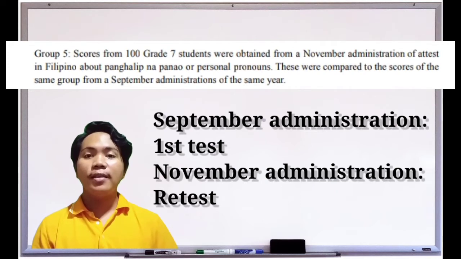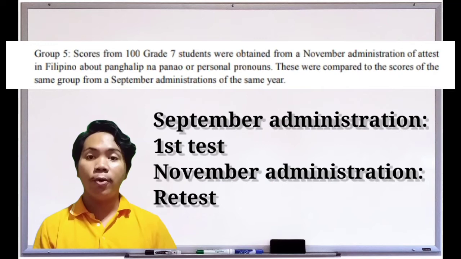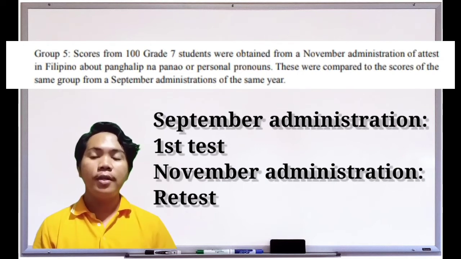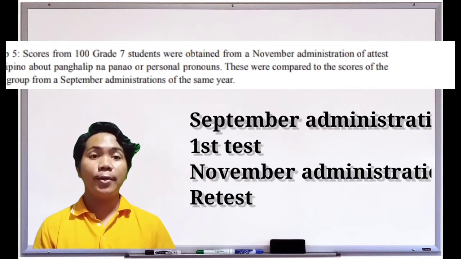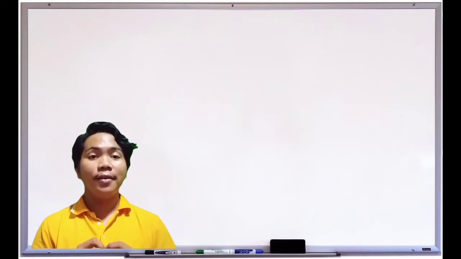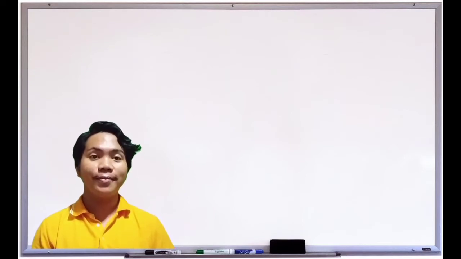So these grade 7 students took a test about panghalip na panao in the month of September, and then took again a test about the panghalip na panao or personal pronoun in the month of November. But take note, the students took the exam in the same year but in different months. So let's discuss and solve this situation.